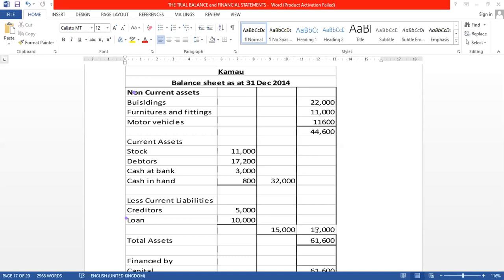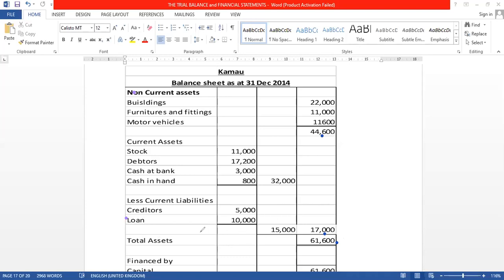This 17,000 should be added to the non-current assets that we had here, which is 44, right? Should be added to 44. And therefore, we will say this 44 plus 17,000 to be able to get 61,600. Then that can be referred to as the total assets.